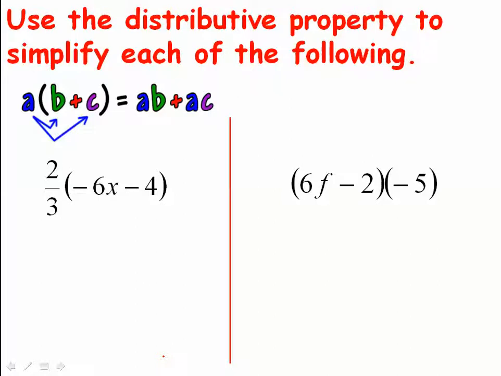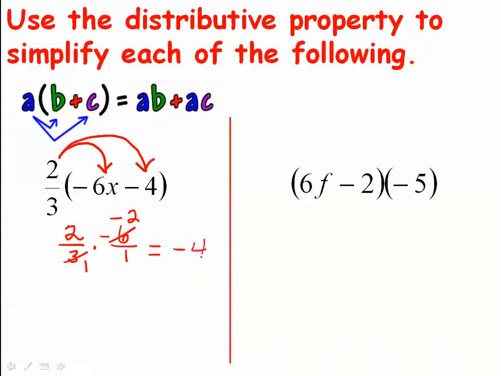We can also apply the distributive property to problems that have a fraction in them. We can multiply 2/3 times negative 6x and 2/3 times negative 4. So to make sure I do that correctly, let's write this out. I'm going to multiply 2/3 times negative 6 over 1. If I reduce those, 3 goes into 3 once and 3 goes into 6 twice, making that a negative 2. And I now have negative 4 divided by 1, which is negative 4. So 2/3 times negative 6x is negative 4x.